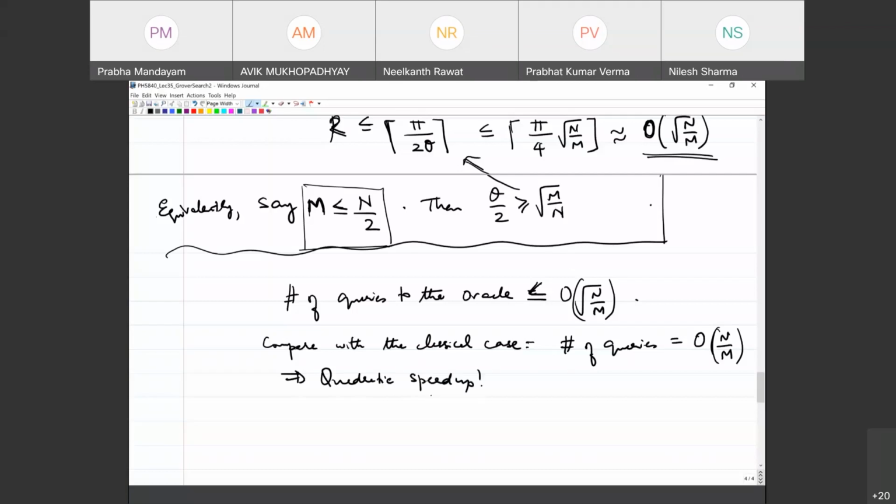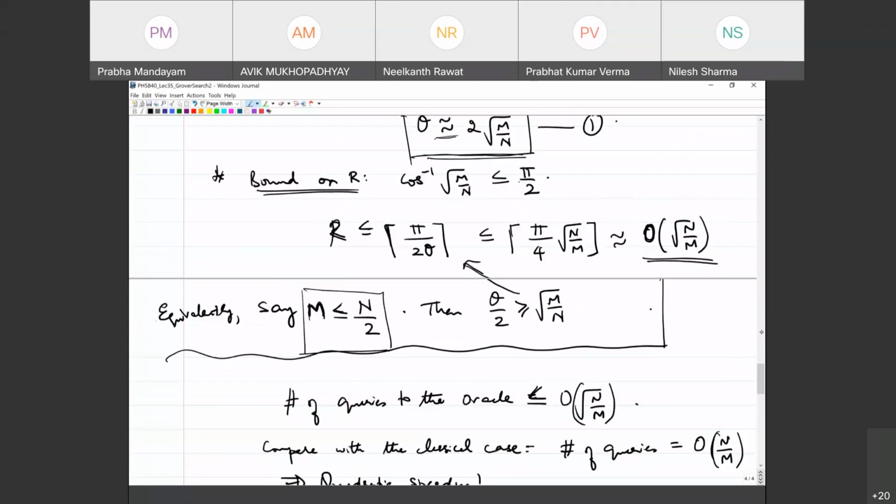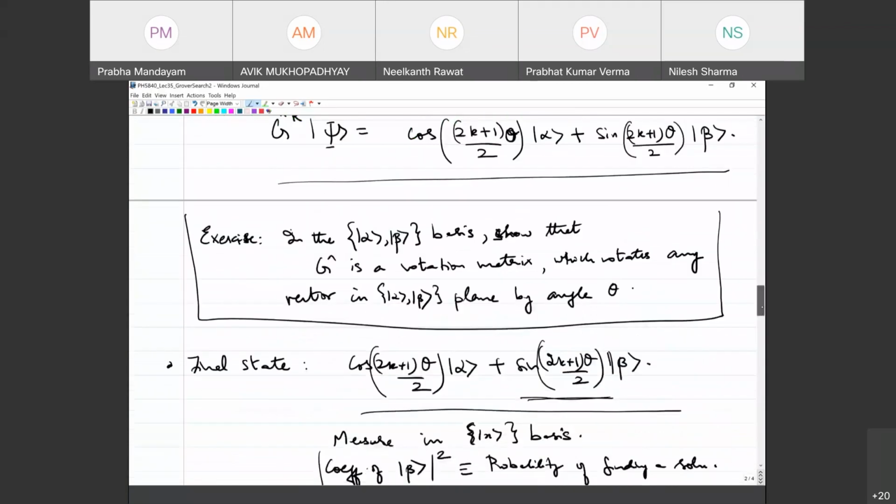So you can in fact substitute this order square root n over m here and see what happens, right? So we have this final state out here, which is cos of 2k plus 1 theta by 2 and sine of 2k plus 1 theta by 2. So if you assume that theta by 2 is close to square root m over n, and then you put k as this bound on the number of queries, you will see that you get something very close to beta, right? So you can substitute that here and get the exact probability if you wish.